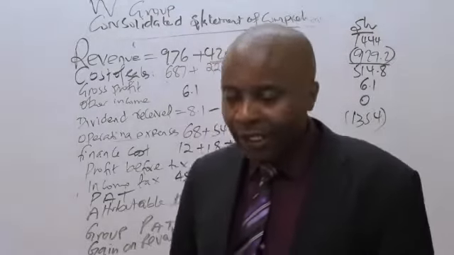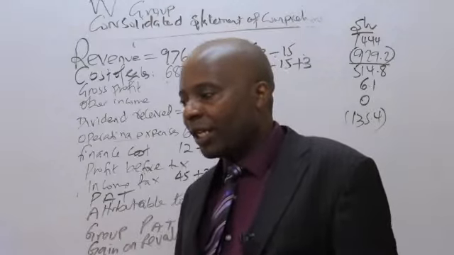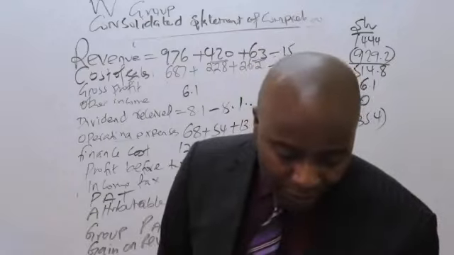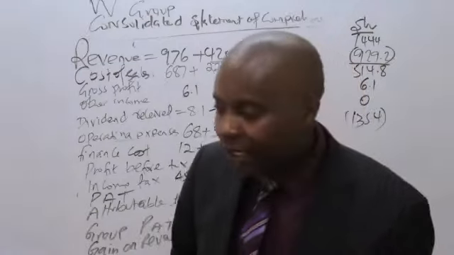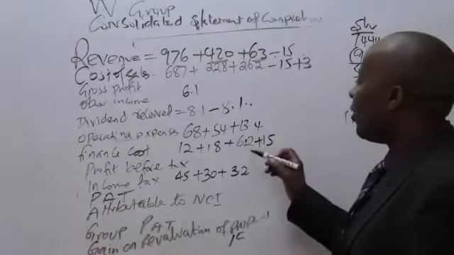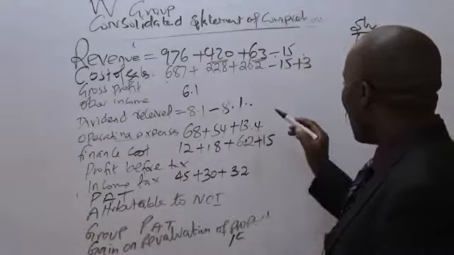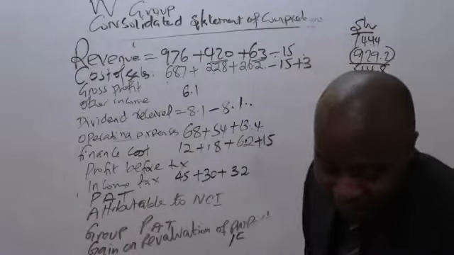Finance cost consolidated, put it together. Somebody is giving me a figure of 107. Remember, it is 68, 54, and then we have operating expense 68, 54, 13.4. No, finance cost. Sorry, finance cost.